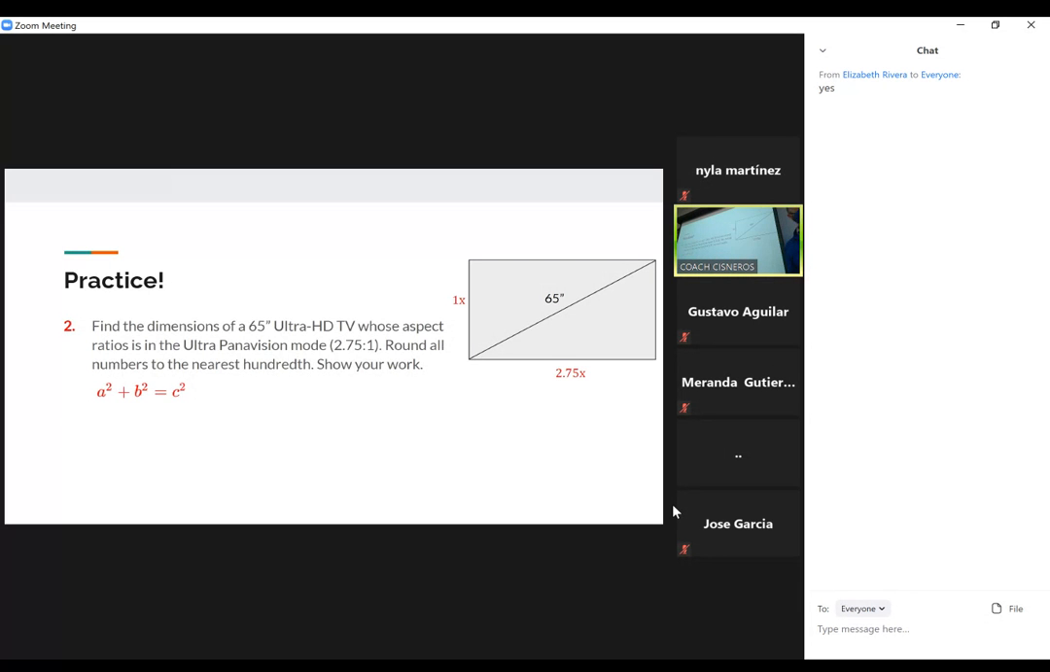See if you got this on your next step. So I substituted in 2.75x squared. Make sure to use parentheses. Plus 1x squared equals 65 squared. Good so far? All right. Square those numbers in your calculator. If you don't have a squared button on your calculator, you can always just put 2.75 times 2.75.